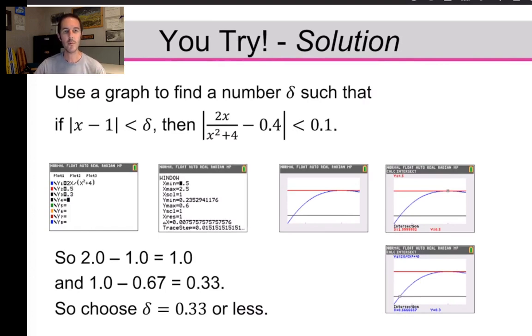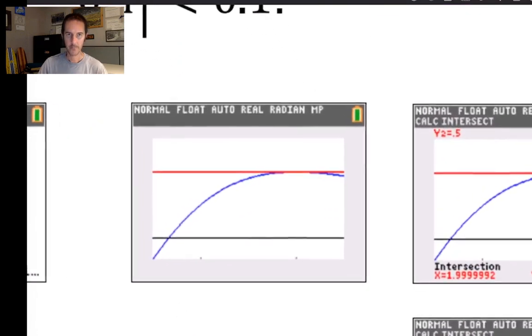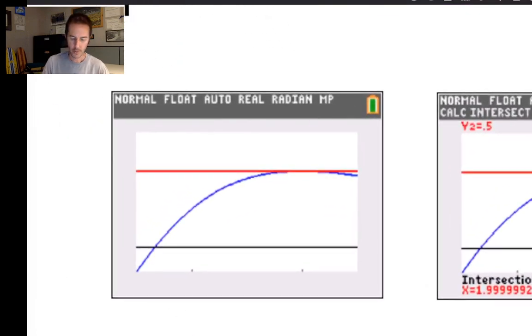You could most definitely graph by hand and do some algebra in order to determine where the point of intersection is. Let's see, this was 0.4 plus 1 makes this 0.5. 0.4 is roughly here. 0.3 is right here, this horizontal black line. And by hand, you could do some horrible algebra and find the point of intersection right here.